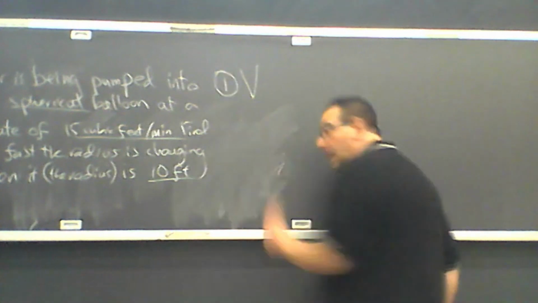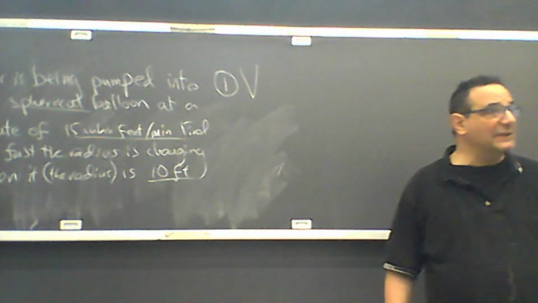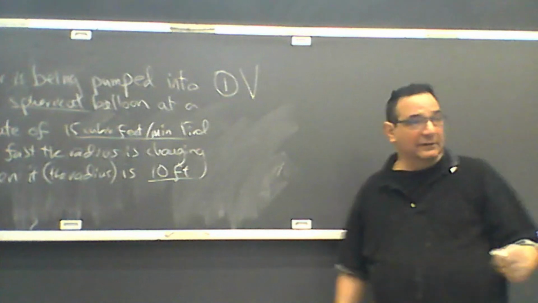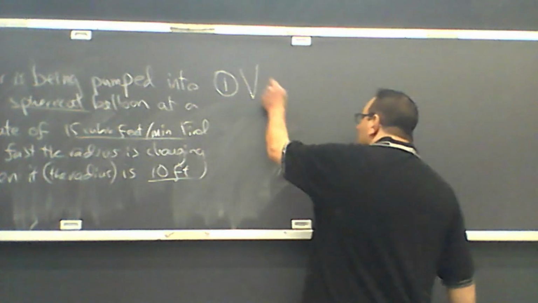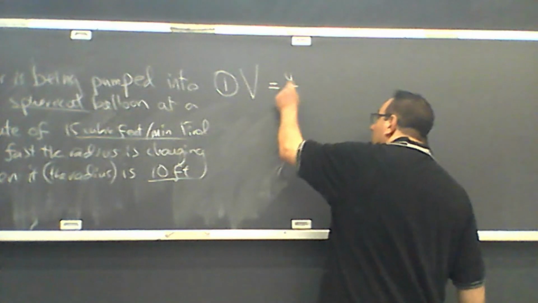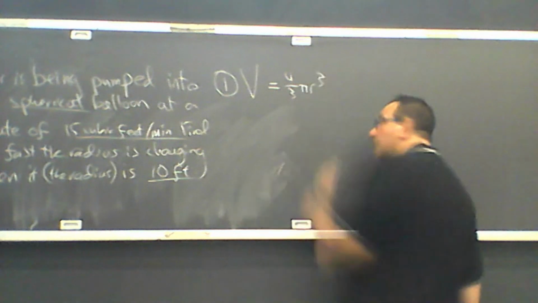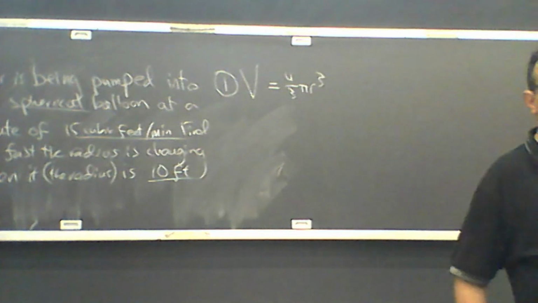All right, so how do we begin this problem? Step one, every related rate problem has 3 steps, okay? This is step one. The volume of the sphere is 4/3 pi r cubed, okay? You've probably seen that at some point.